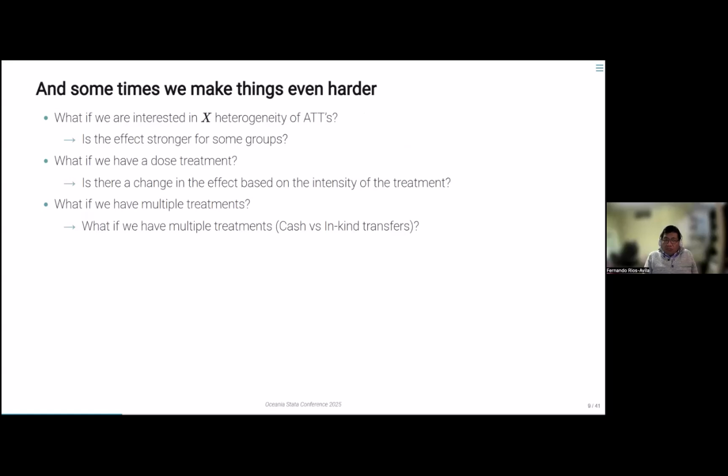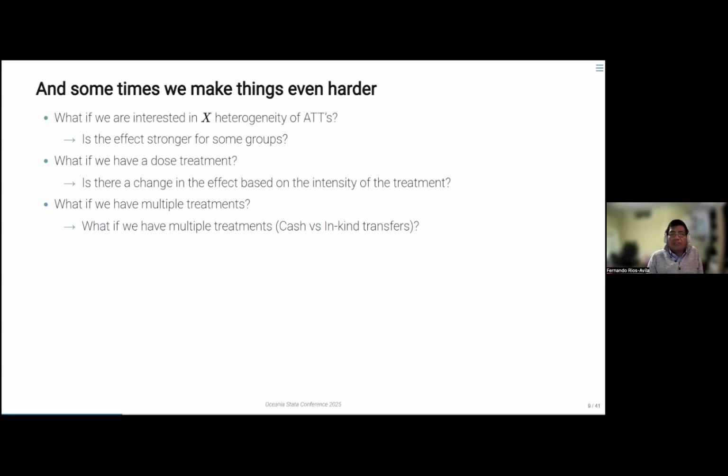But even with all those complications, we like to make our lives even harder. So what if we are interested in heterogeneity of the ATTs? With this, I mean, what if I want to see if the effect of the treatment is stronger for some groups? For example, if I'm analyzing a training program, I want to see if the impact is stronger for men compared to women, or for white versus non-white individuals, for people with higher education versus lower education, etc.